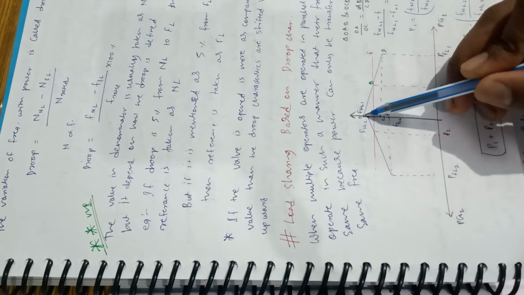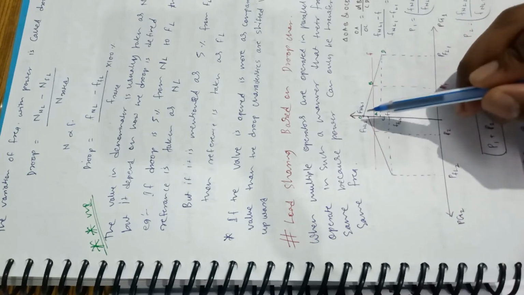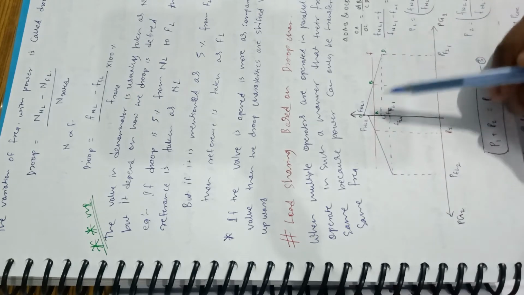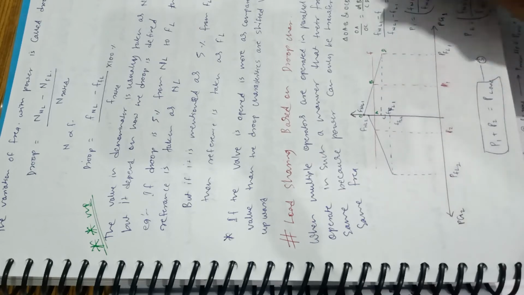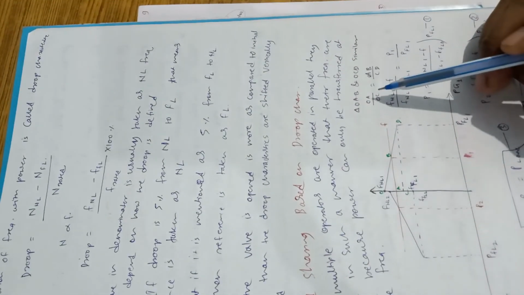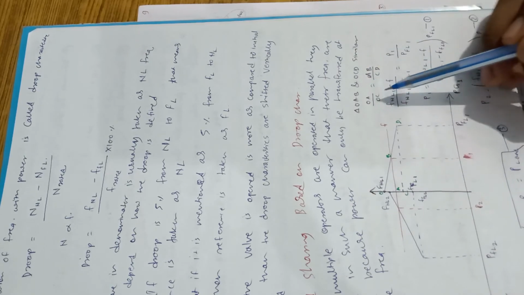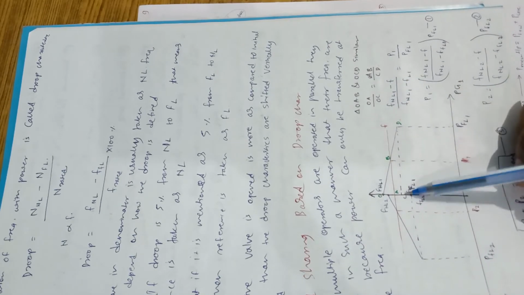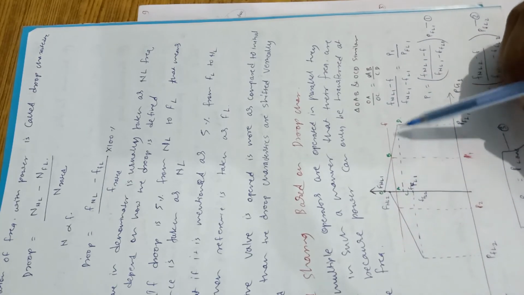See, this triangle OAB is similar to triangle OCD. When these two triangles are similar, we can write OA upon OC is equal to AB upon CD. Now you can find out what OA, OC, AB and CD are.